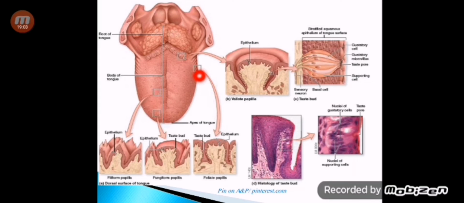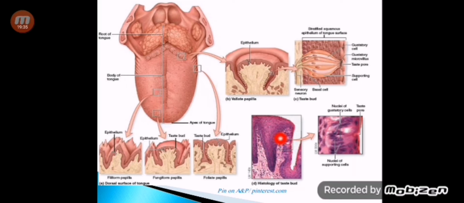The last one and the largest one is the circumvallate papillae. This is the circumvallate, which is arranged in a single line in front of the sulcus terminalis. It is dome shape, surrounded by the circular furrows. On the lateral side of these papillae, we have numerous taste bud. At the bottom of this sulcus, we can see the duct of serous glands named as von Ebner's gland, and this is the site of the taste bud and the arrangement of the cells present in it.